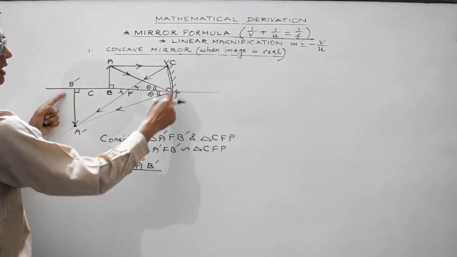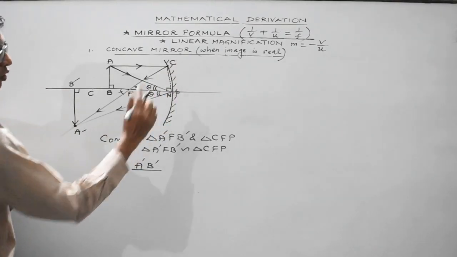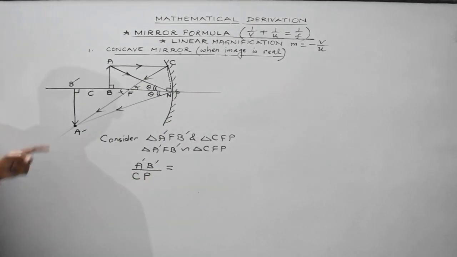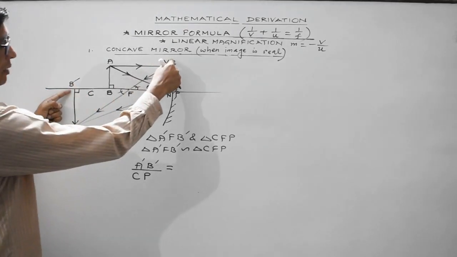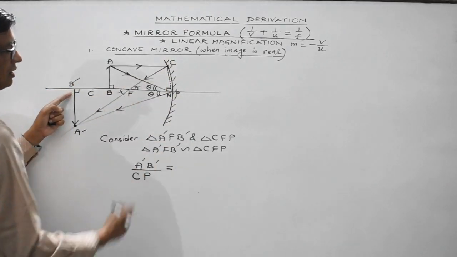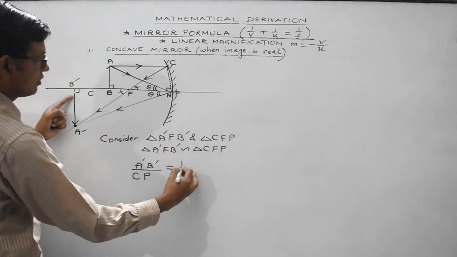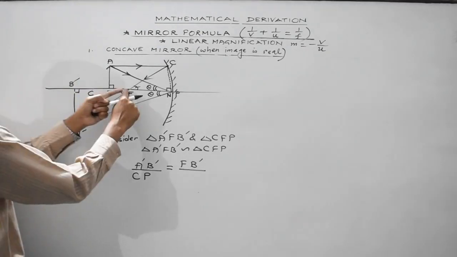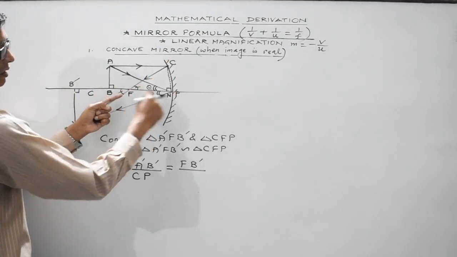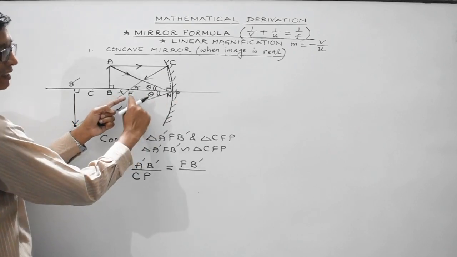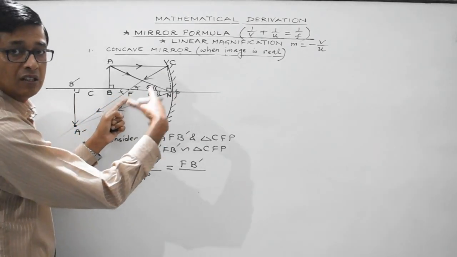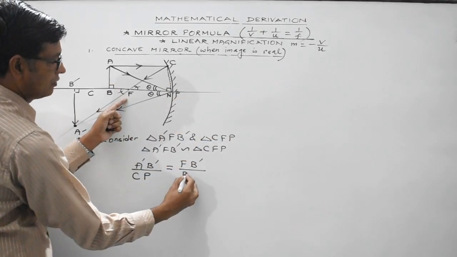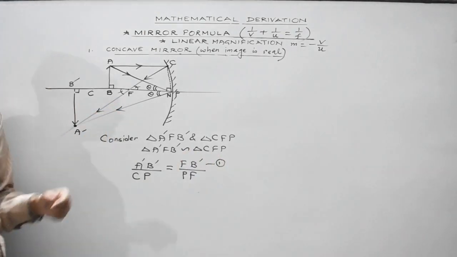CN. Or it can be considered to be CP because N and P are coinciding. So, it can be considered to be CP. Right? A dash B dash divided by CP. These are the 2 corresponding sides. It's equal to FB dash. We are considering the base. In this triangle, we are considering FB dash. So in the other triangle, the corresponding side would be PF. It should be written as NF. But since N and P are vanishingly close to each other, NF is approximately equal to PF. Put this as equation 1.